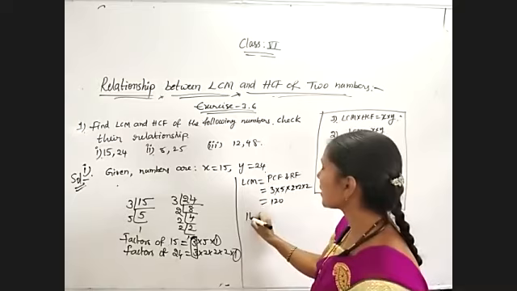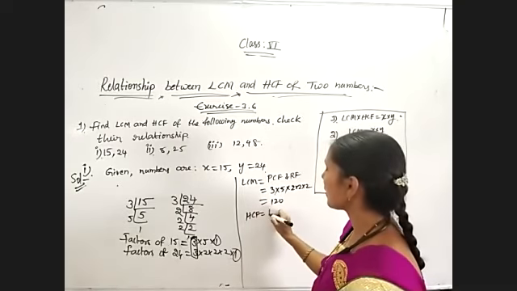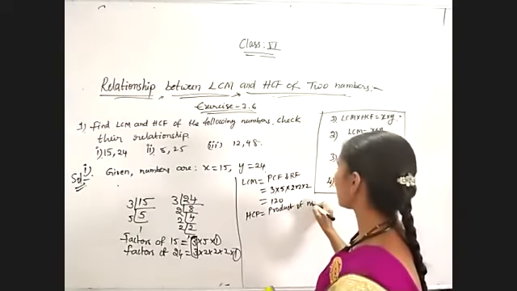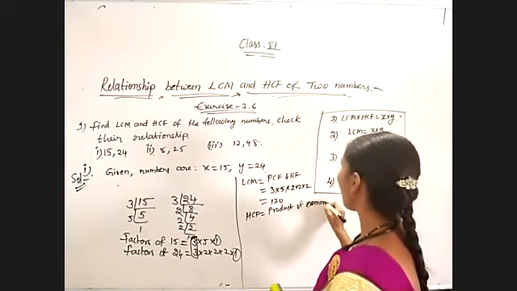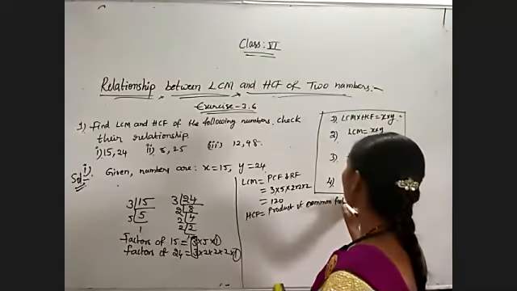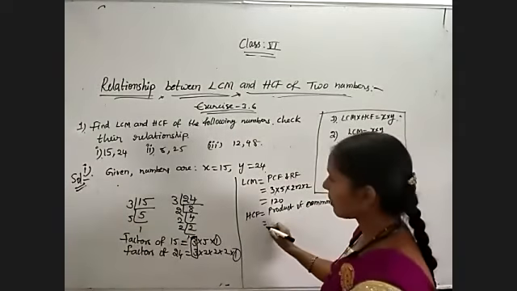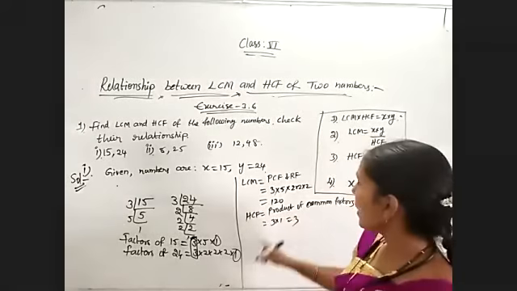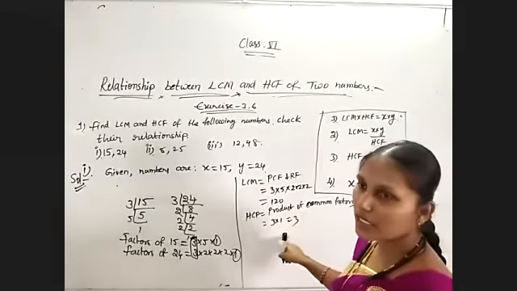Now coming to HCF, what is the formula for HCF? Product of common factors. So what are the common factors? Only 3 and 1, that is 3 into 1, which is equal to 3. LCM is 120, HCF is 3.